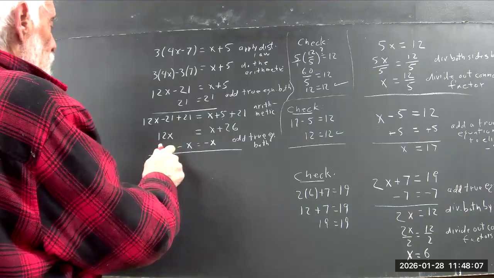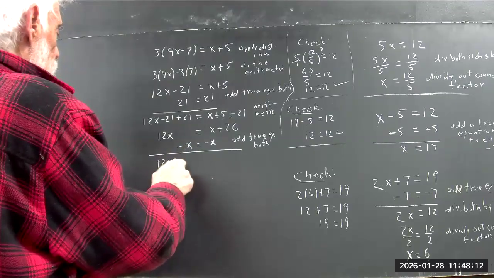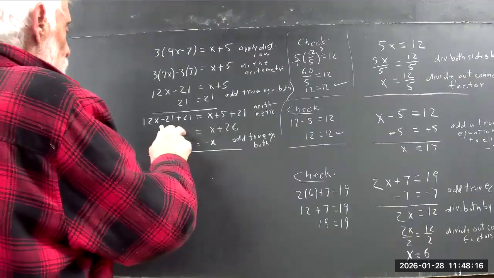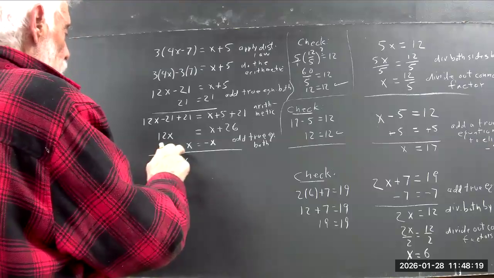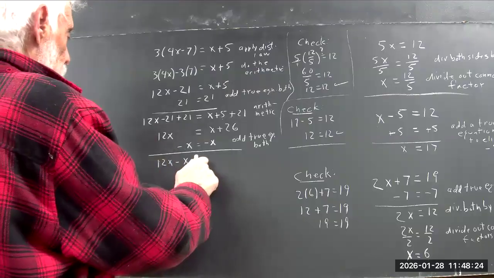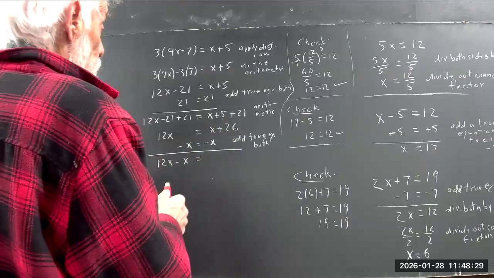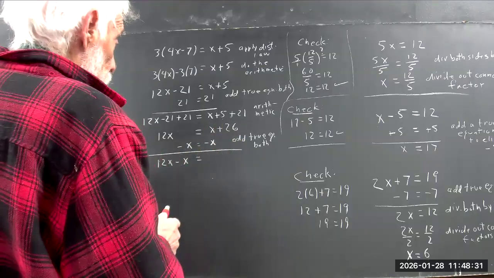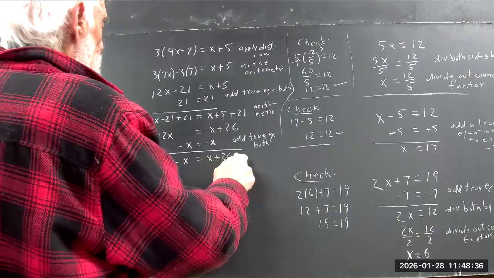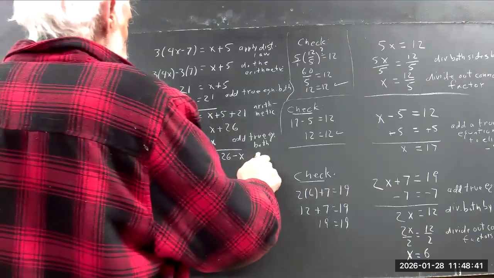We have 12x on the left-hand side, negative x on the right-hand side. I'm sorry, we have 12x on the left-hand side of the first equation and negative x on the left-hand side of the second equation. When we add those, we get 12x minus x. On the right-hand side, we have x plus 26 in the first equation, negative x in the second equation. So we have x plus 26 minus x when we add those two sides. And then we do the arithmetic.